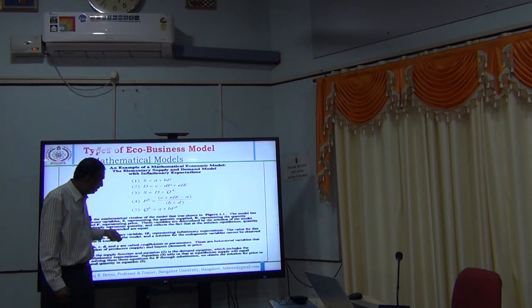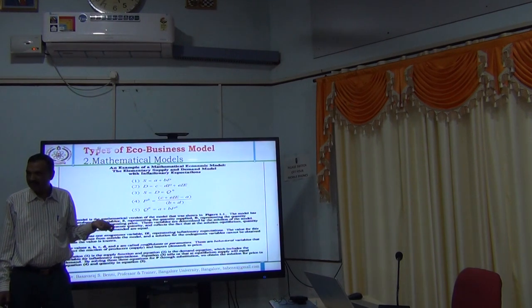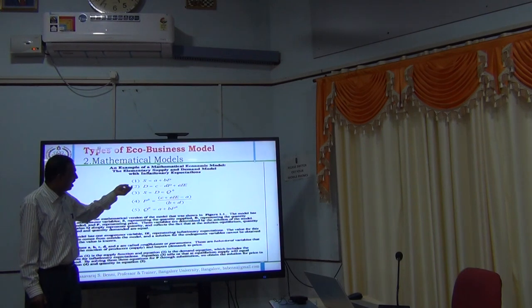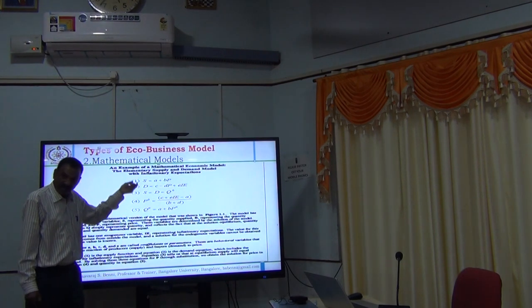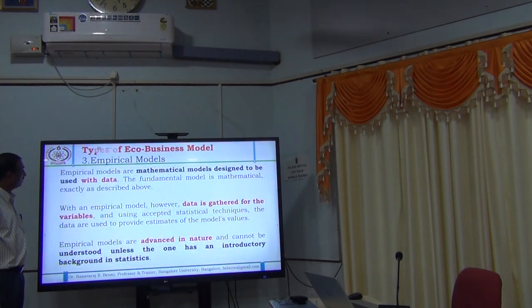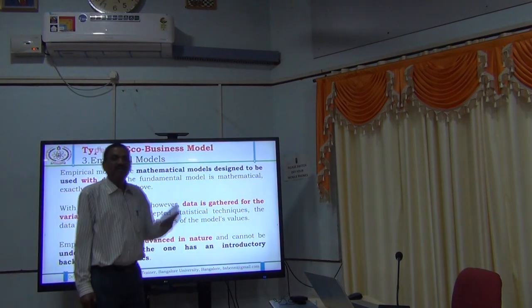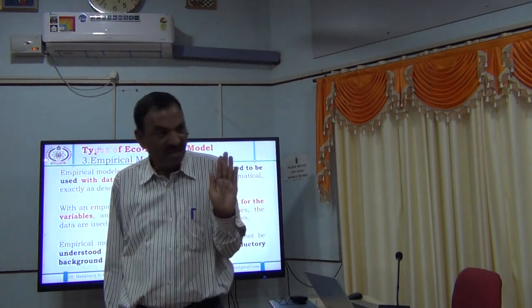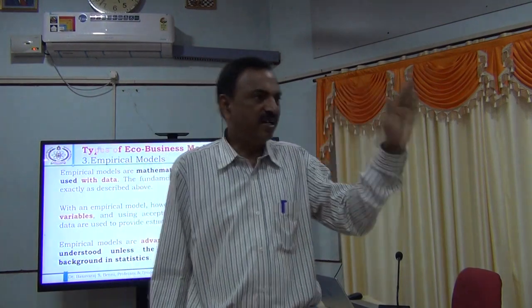To solve the three variables, we have to solve the model, and we have to arrive at Q, D, and S. That is the simple point. Then coming to the empirical models. What is an empirical model? In the mathematical model, you are putting data. In the case of an empirical model, you are putting data into the mathematical model.